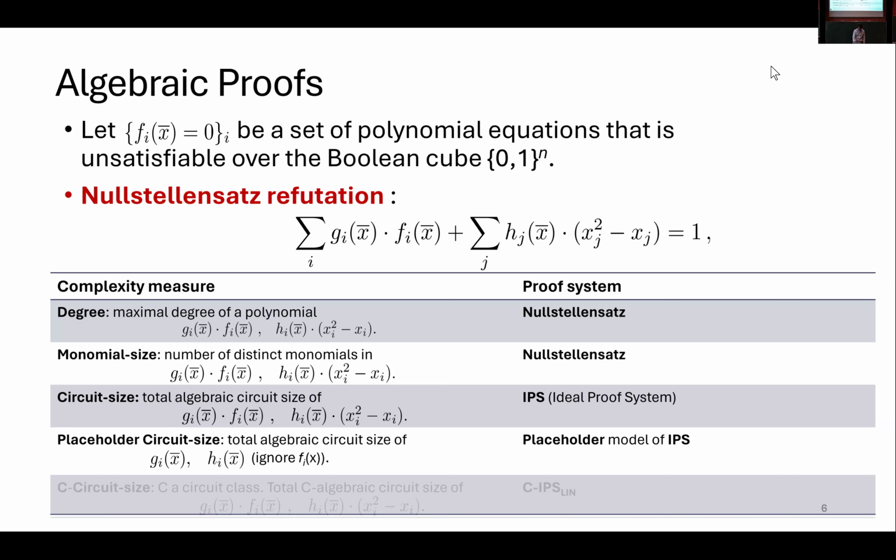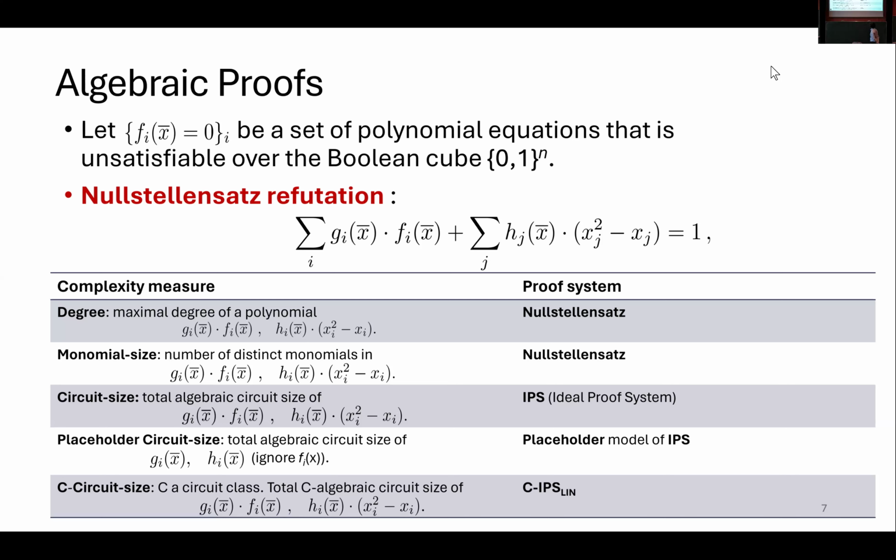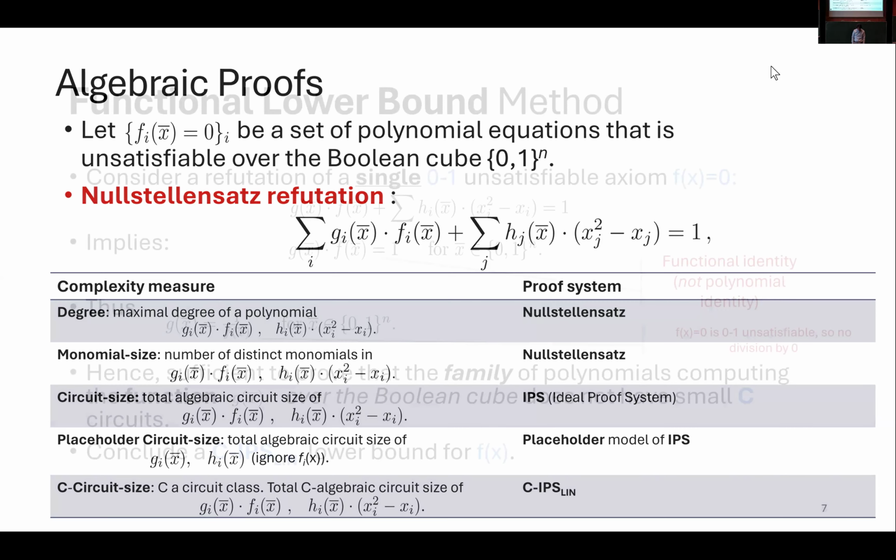I'll discuss this. Now, what is this? This is just the same, but I want to consider circuit size for a circuit class C. So I write the IPS from a specific class C, right?